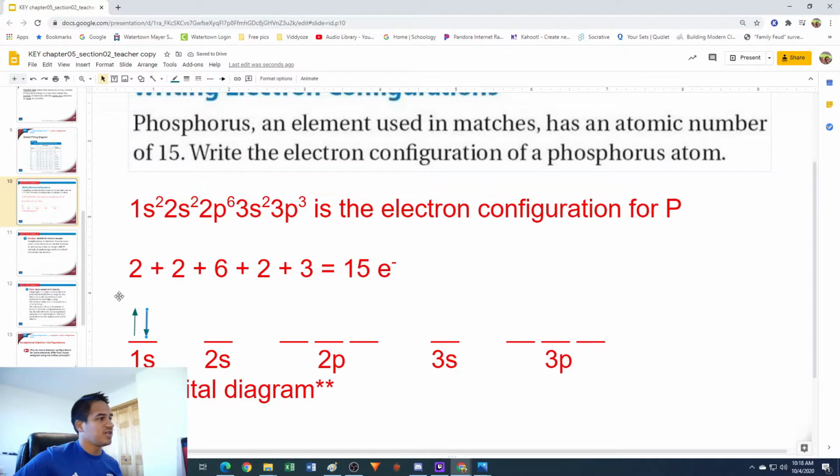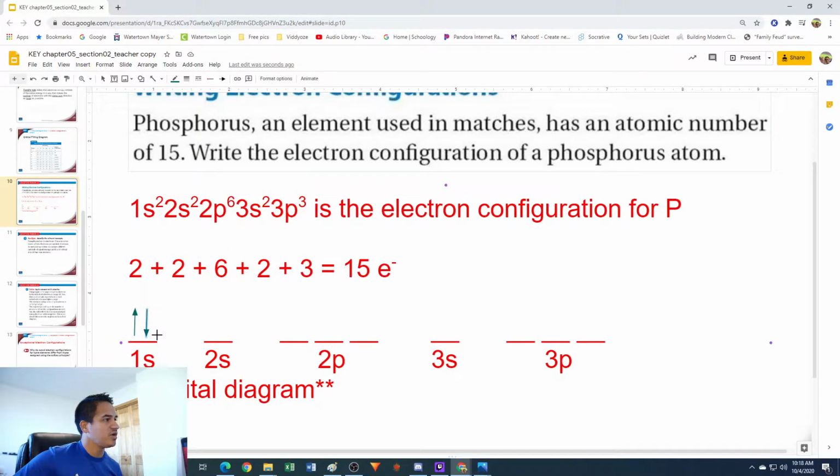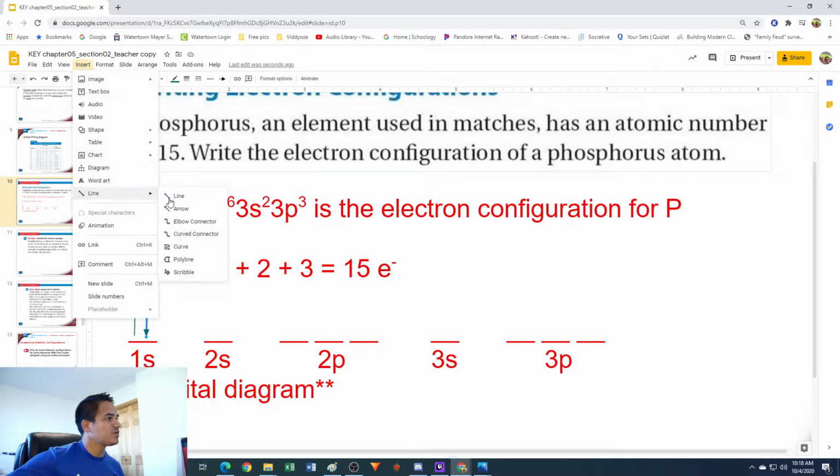Pauli exclusion principle says you can only have 2 electrons at most. So once I've got my 2 arrows here, I'm not going to go and add a third one and have it be like this. Okay, I'm not going to do that. I can't have more than 2. And Pauli exclusion principle also says they have to be spinning opposite directions. So you'll notice one is spinning up, one is spinning down. They're opposite directions, okay? All right, so then let's move on to the next one.